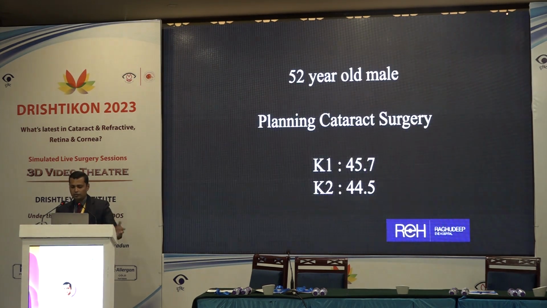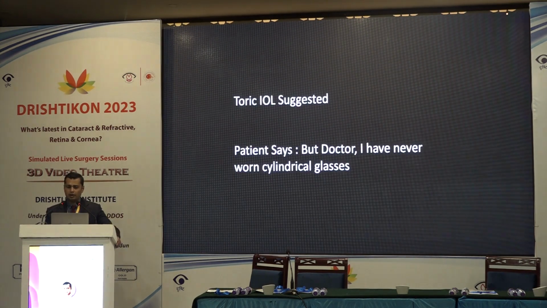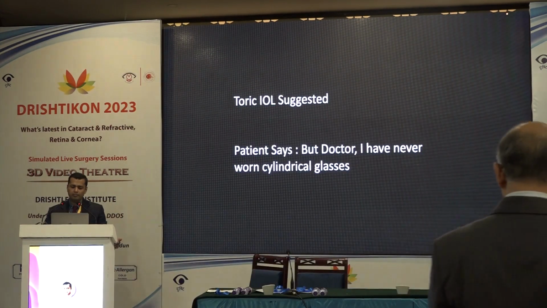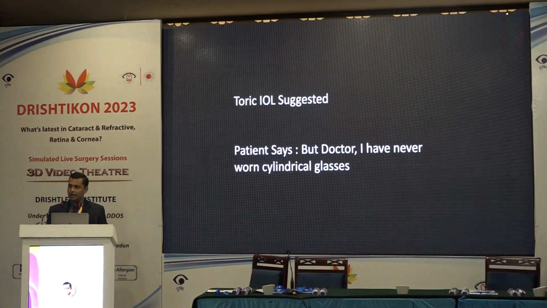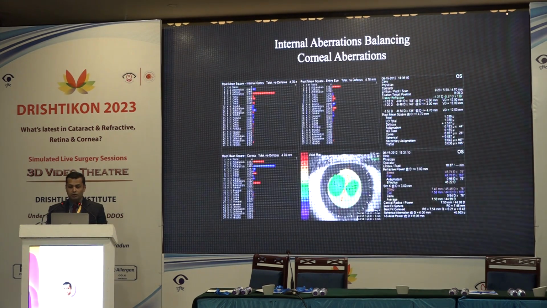Another case scenario of a patient who comes to us with a cataract and a straightforward astigmatism of about a diopter. So we suggest a toric IOL, and it's pretty straightforward, no brainer there. But the patient does not understand, because the patient says, I've never worn a cylindrical correction in my eye. Now this is the patient's profile, and notice how it is. There is a corneal astigmatism of about a diopter, which is visible here, which is nearly completely balanced by the internal astigmatism, which is most probably arising from the lens.